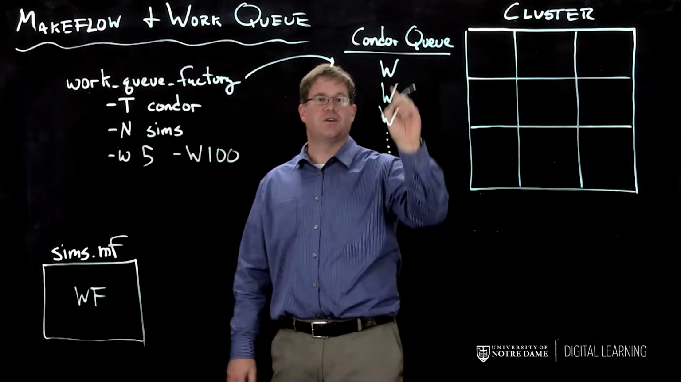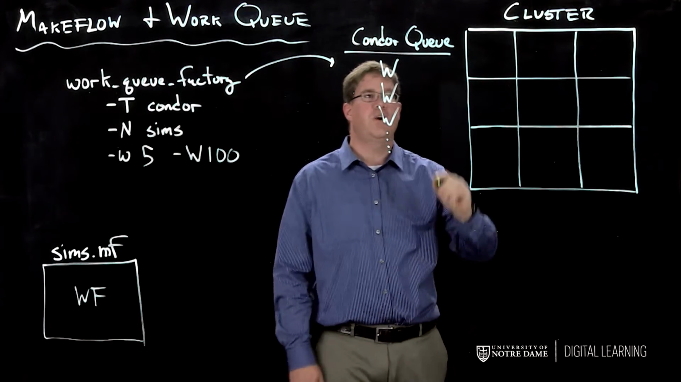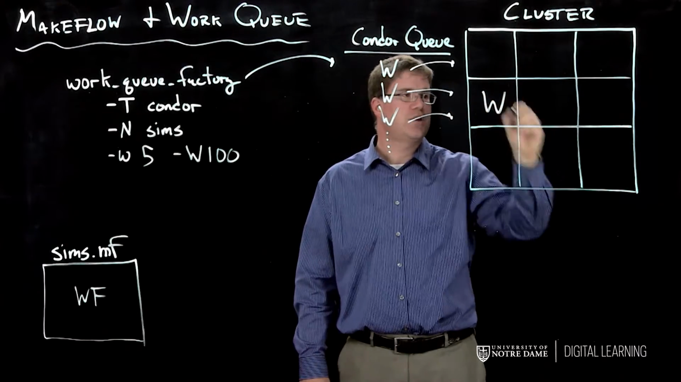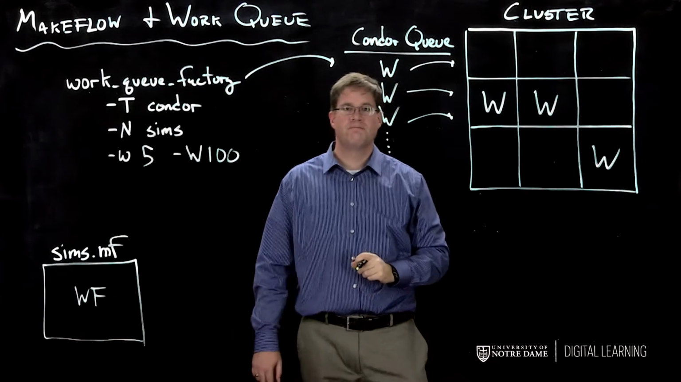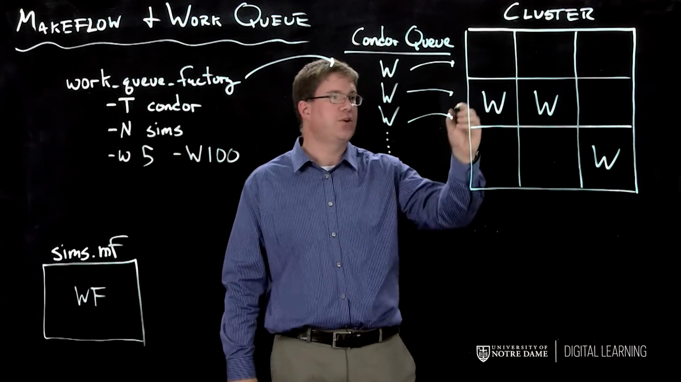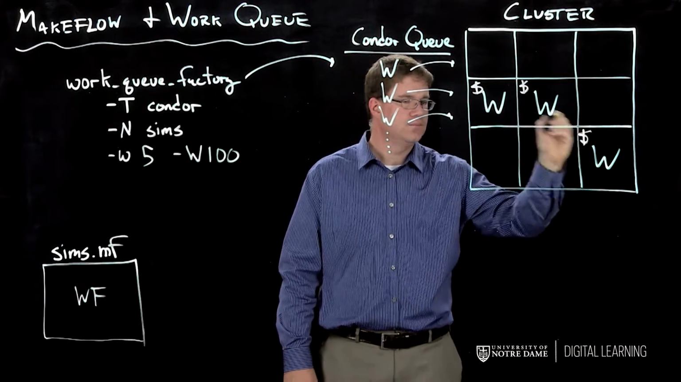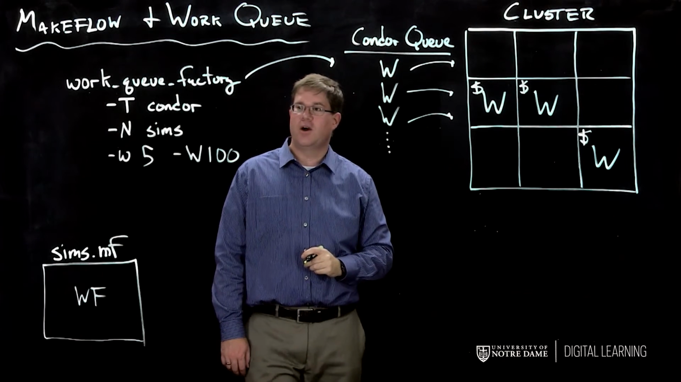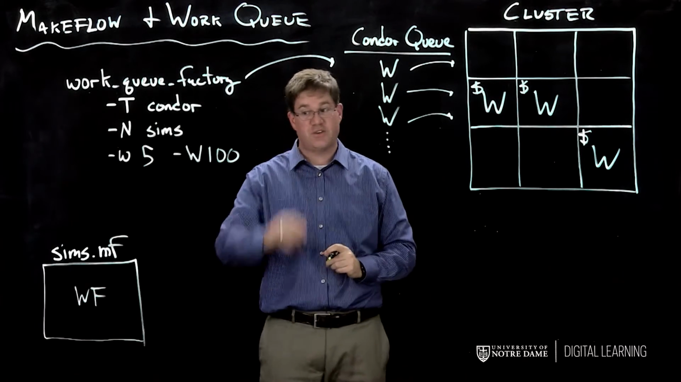So now Condor is going to take these workers, and it's going to schedule them onto the cluster, perhaps after some delay. So each of these workers is going to get placed onto the cluster somewhere. And then each worker, as it establishes itself, is going to set up a cache directory. And then it's going to start looking for a Makeflow with the name of Sims. So we'd better start that.